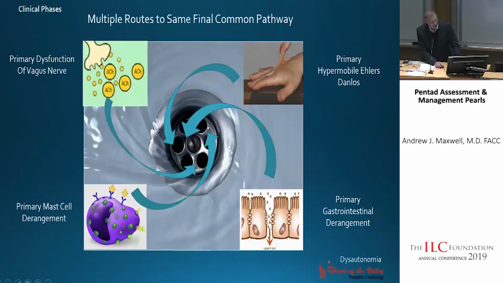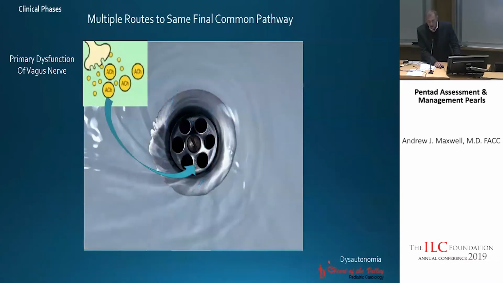So there's a lot of different ways to enter into this drain, but everybody ends up circling the same drain for the most part. And again, as a cardiologist, at least early on, before I started seeing all comers from all walks of life, I was seeing a lot of primary vagal nerve dysfunction. So I understood this pathway better than the others. I understand the other ones, I think, just as well at this point.